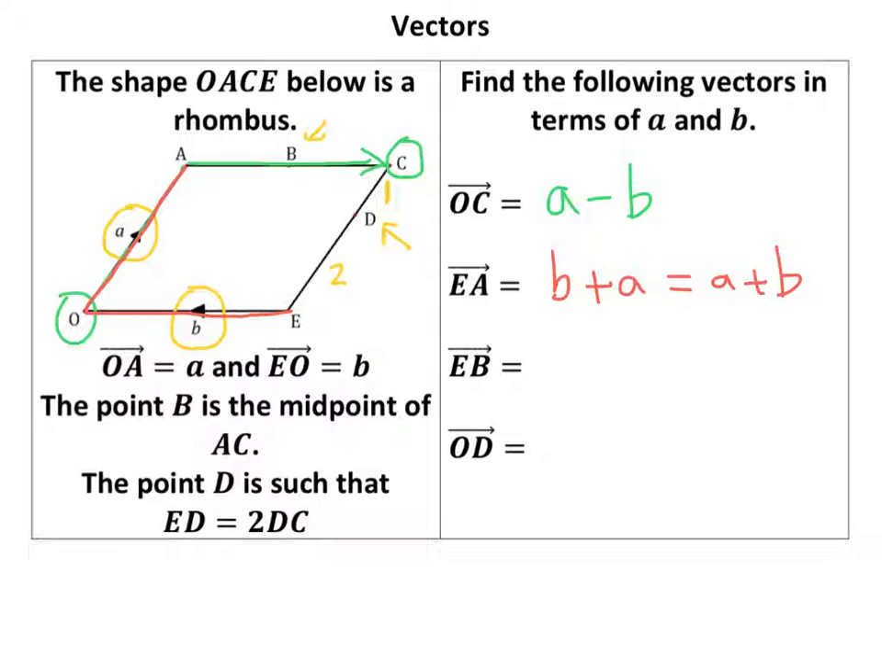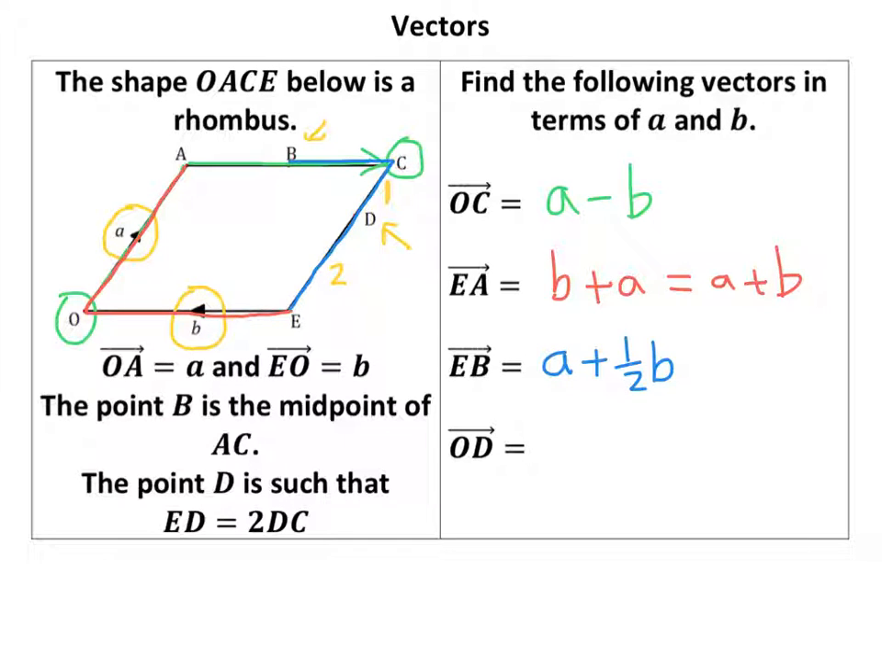EB, now there's a couple of ways of doing this. I could go this way, and this is the shortest route, and I'm going there. So that is an A, and then I'm going half a B, because B is the midpoint. You can have fractions, so A plus half a B for that one there.